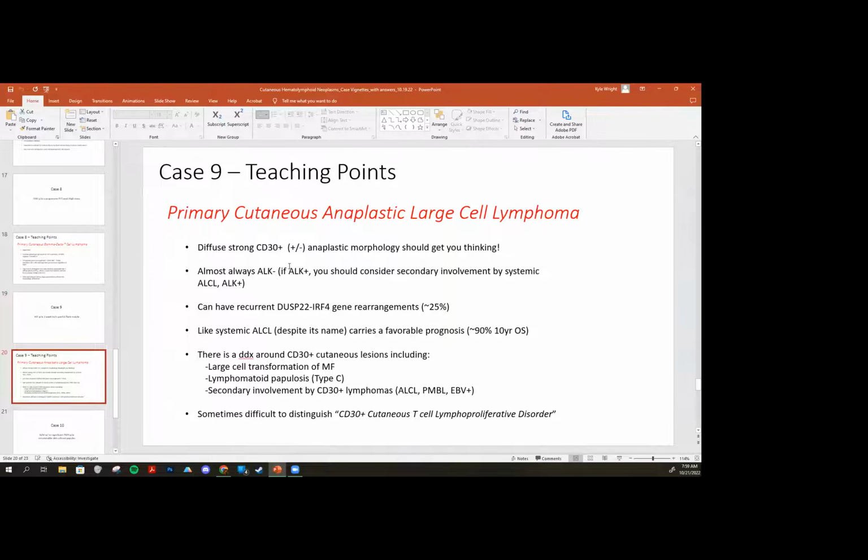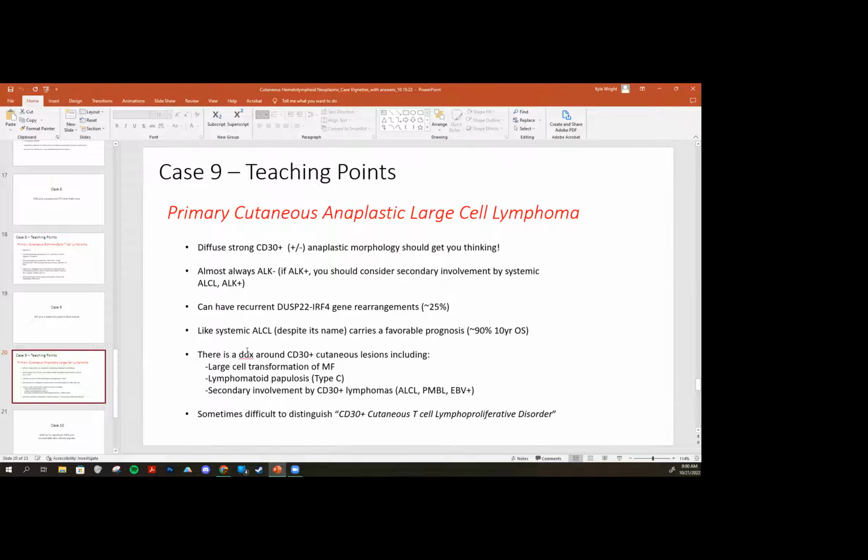Unlike systemic ALK positive ALCLs, it's almost always ALK negative. If it's ALK positive, you should consider secondary involvement by a systemic ALK positive ALCL. These lesions often have recurrent DUSP22 or IRF4 gene rearrangements, about a quarter of them. And like systemic ALCL, despite its name, anaplastic and large, it actually carries a favorable prognosis with a greater than 90% overall survival rate at 10 years. So it's the one anaplastic and large lymphoma that actually does well.